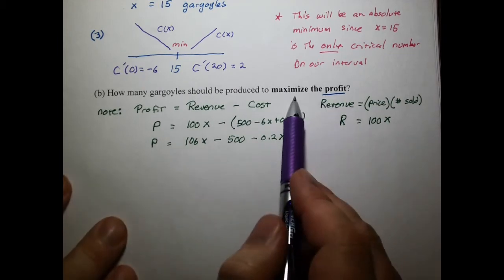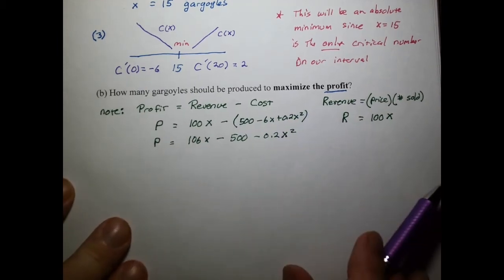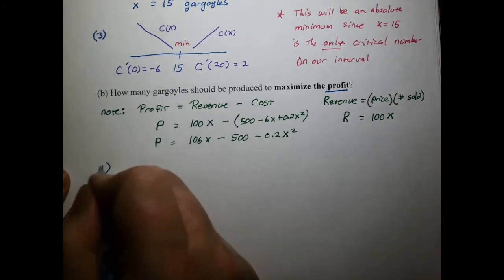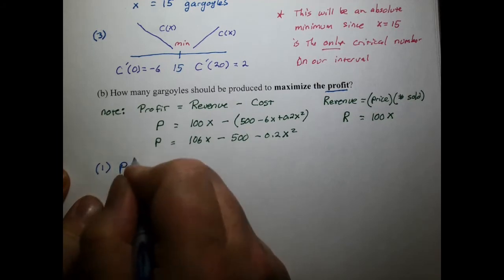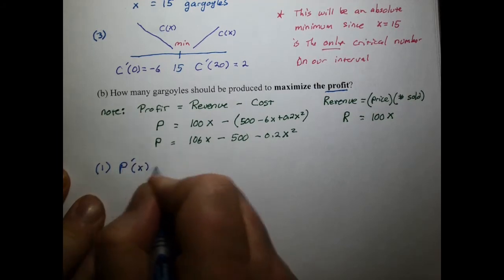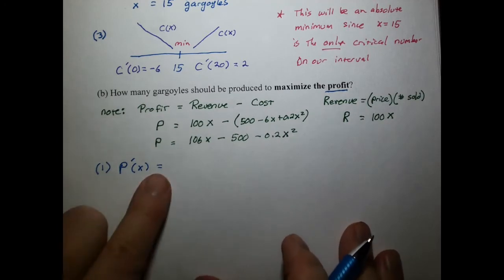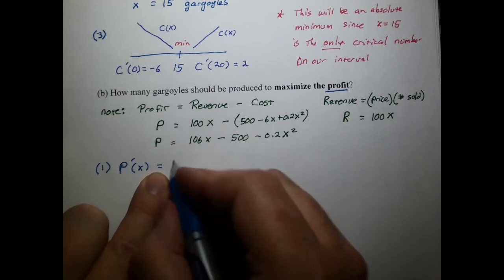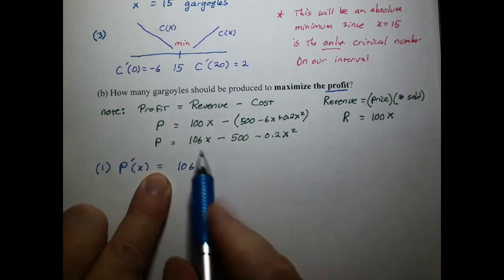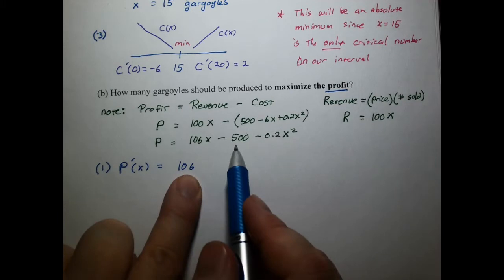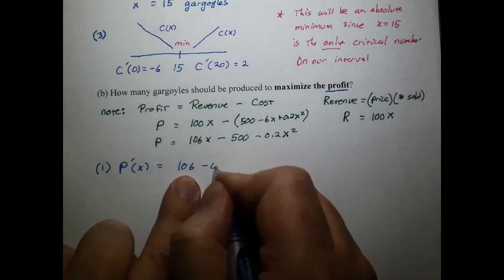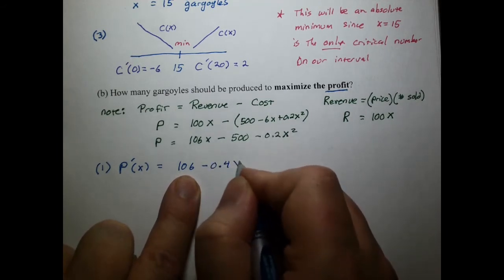And if we want to figure out what x value maximizes it, then using calculus, we're going to start with the derivative. And the derivative of profit will be 106, because that's the derivative of 106x. The derivative of 500 will be 0, and the derivative of 0.2x squared will be negative 0.4x.